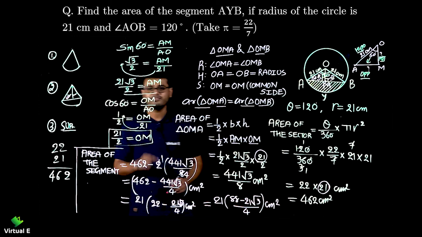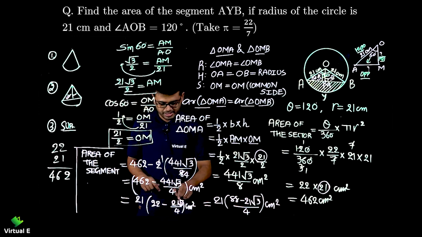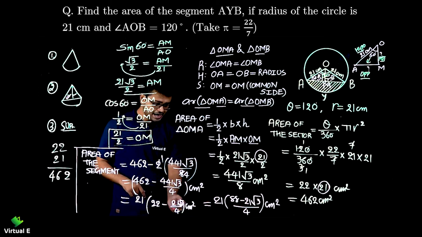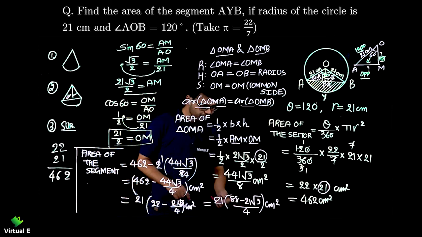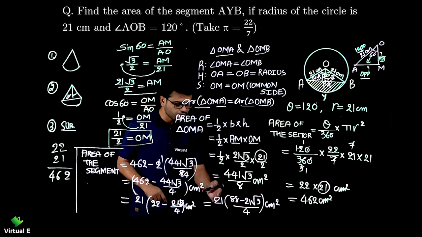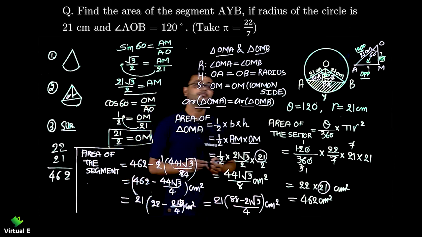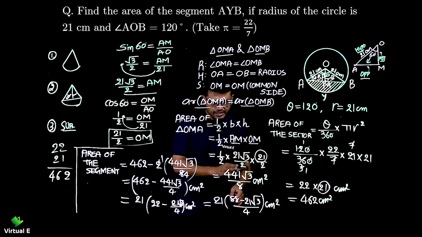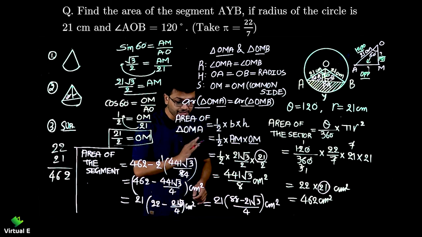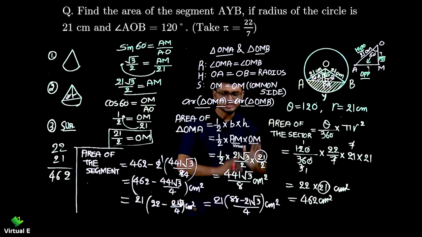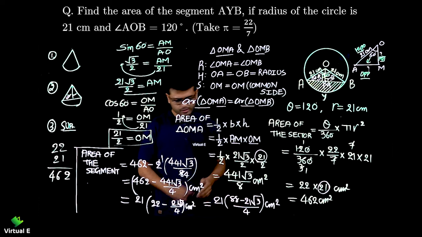Don't forget the root 3, I forgot actually. No worries, 22 minus 21 root 3 divided by 4. I have taken 4 as the LCM, so multiply 4. So now you can write this 4 outside as well. So this is the final area. No need to get the area into decimal form. It's very difficult to get at this point. So keep it in this form, fraction and square root, it will work out.